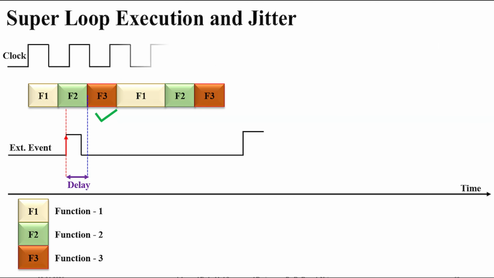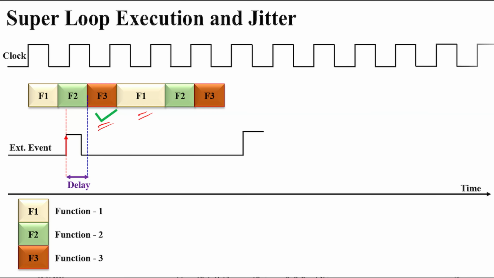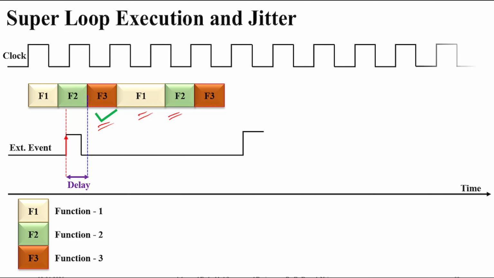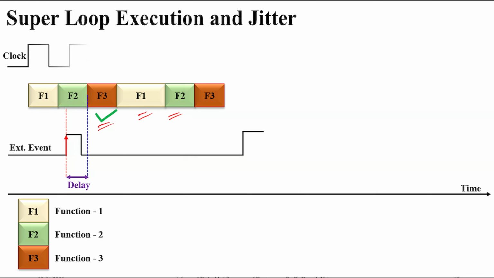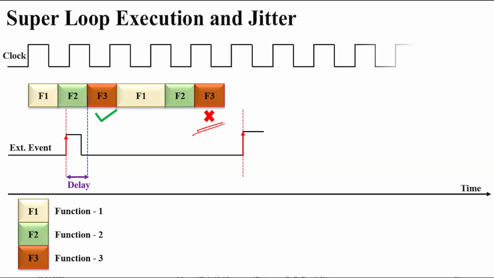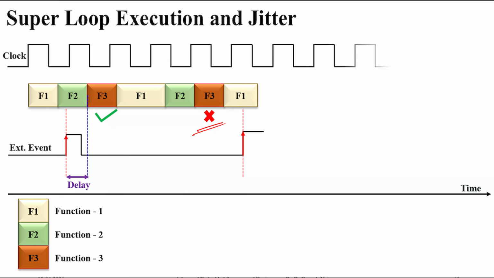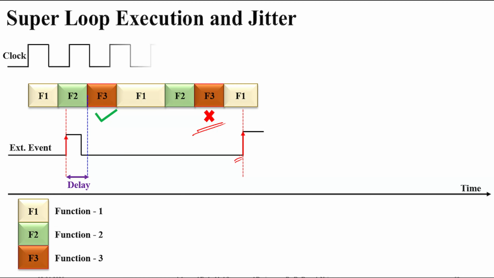Second time, assume after completion of function 3, function 1 completed its job, function 2 completed its job, but there was no external event between function 1 and function 2. And this caused function 3 not to execute. And now again function 1 started its job and the external event was generated in the middle of function number 1.